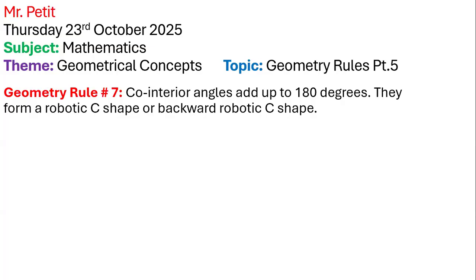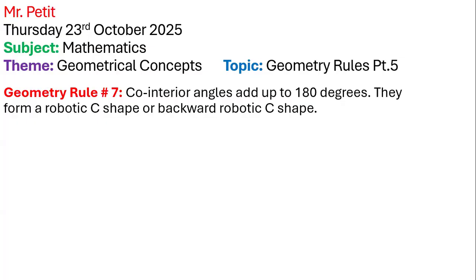Geometry rule number 7. Co-interior angles add up to 180 degrees. They form a robotic C shape or backward robotic C shape. Very good. Tyler, can you read rule 7 for me, please? Geometry rule 7. Co-interior angles add up to 180 degrees. They form a robotic C shape or a backward robotic C shape.